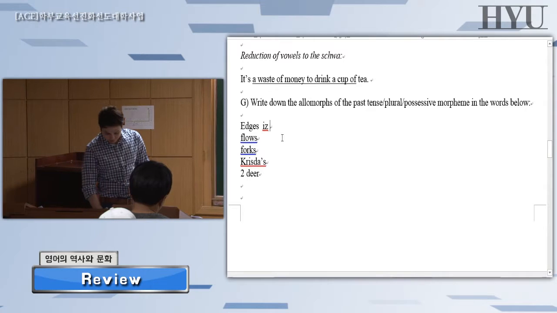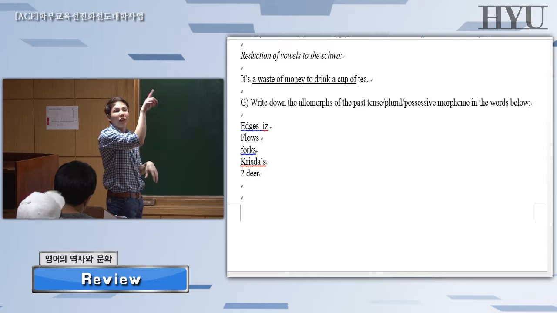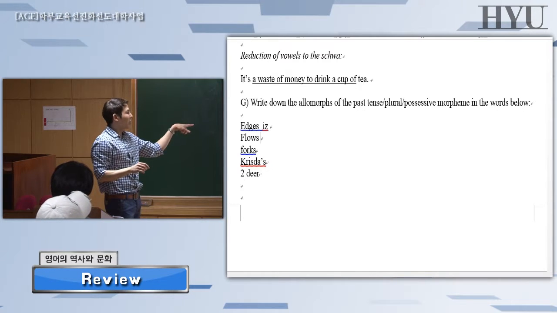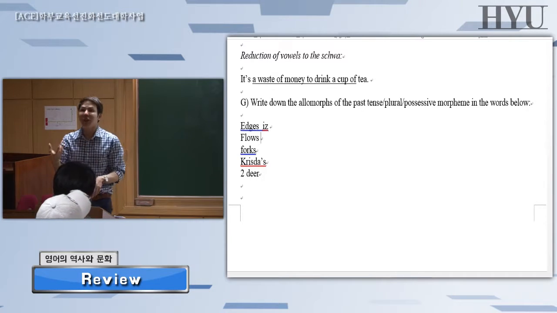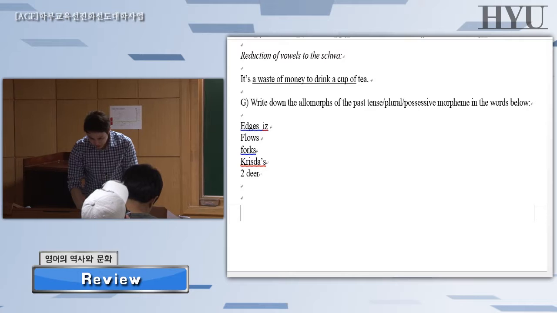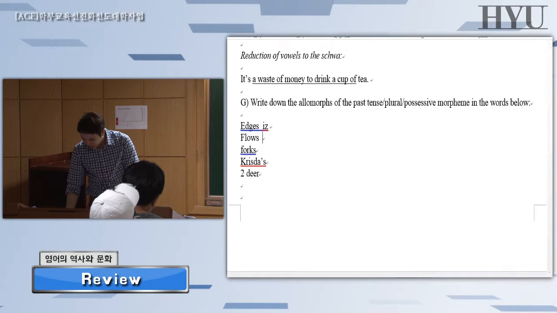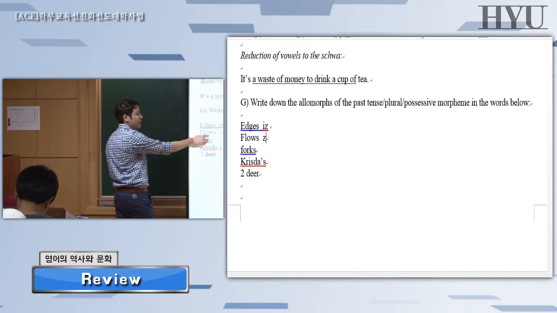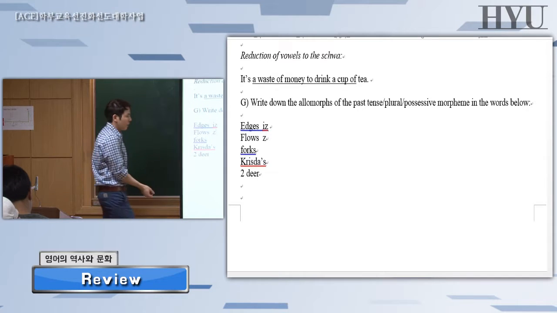Number two, flows. Flow ends with a vowel, O, flow. So it's a voiced sound. So when you put in an S, you have to make it voiced as well because of the assimilation process. So we have a Z sound here. Flows. A Z sound. A Z allomorph of the plural there.